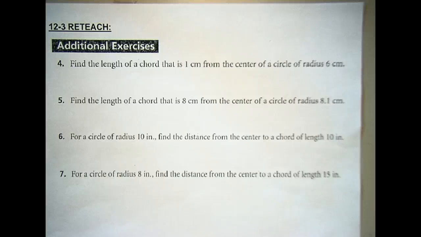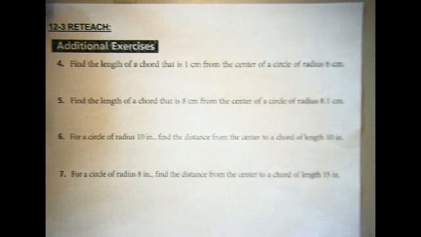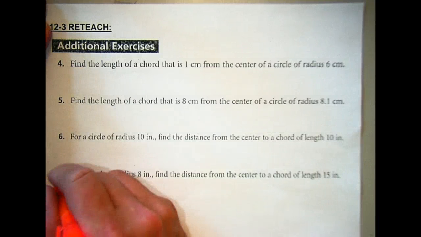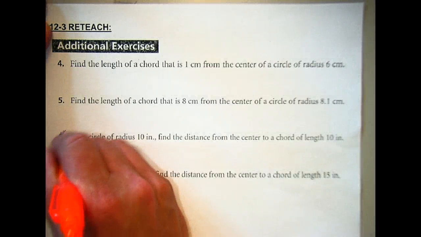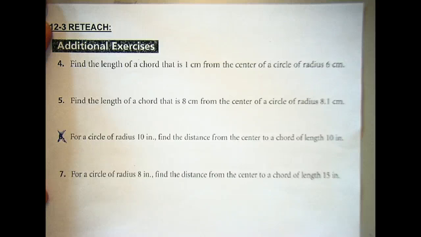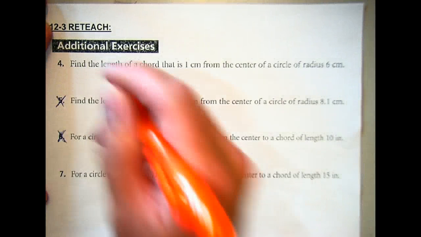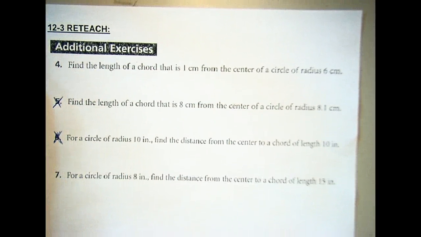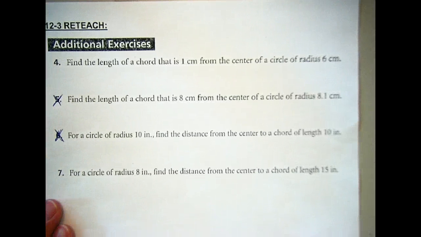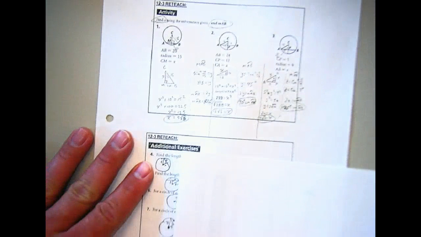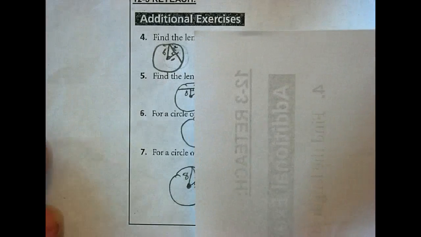I want to skip this one right now. Number 6 and number 5. I want you to do numbers 4 and 7, please. Okay? Work with your groupies. Draw a picture, please. Dropping an altitude. All right. Hey, let me show you my picture. There's number 4.